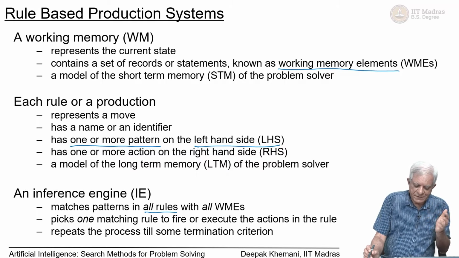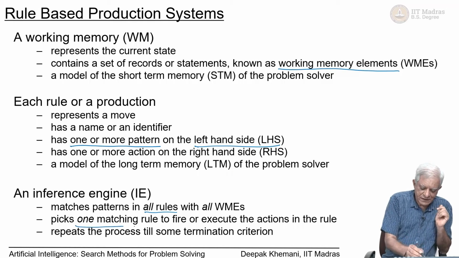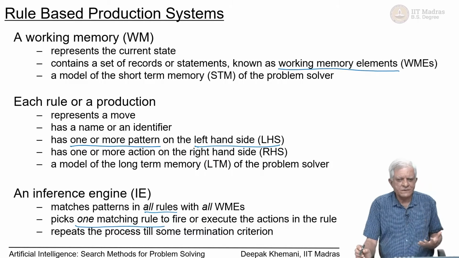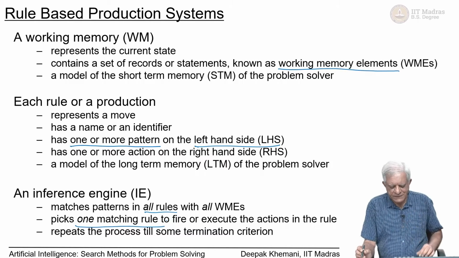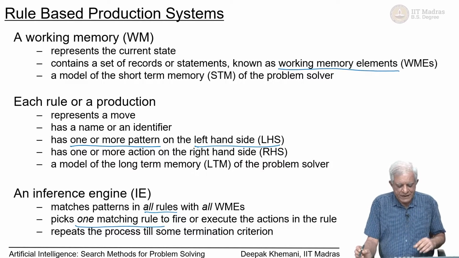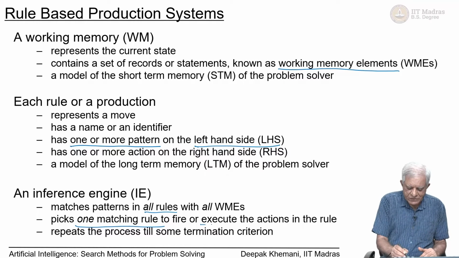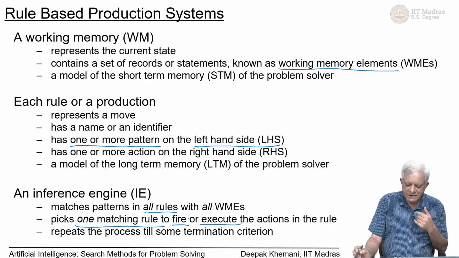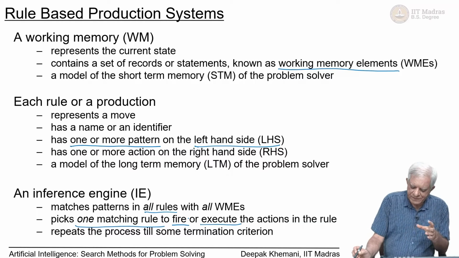After matching all the elements, it has to pick one matching rule. So, we assume a sequential form of execution in which one rule is fired at a time essentially, and it has to execute or fire. These are terms we use interchangeably, that we fire a rule or we execute a rule, and we will see all the details of the different kinds of actions we can do, and essentially it repeats this process till some termination criteria.